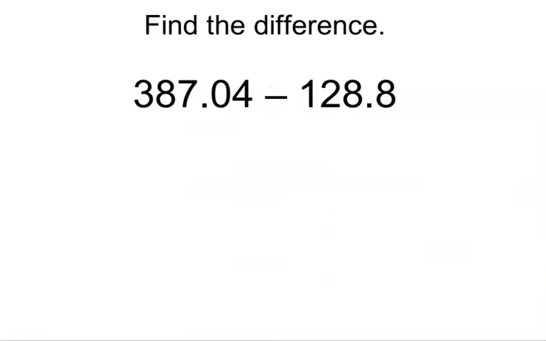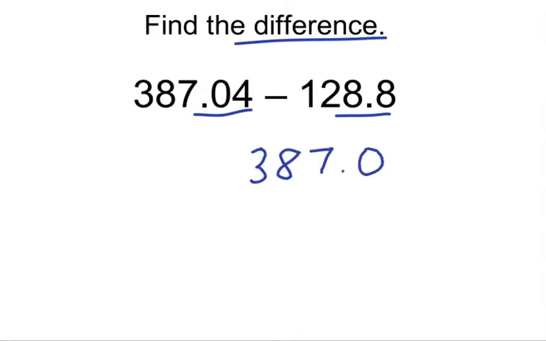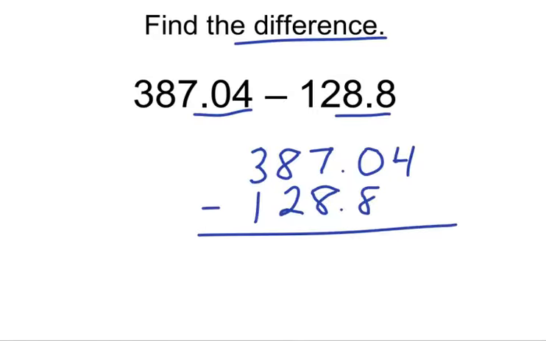Next, we are going to find the difference, which means we are subtracting, and we are subtracting numbers that have decimals. So we're going to have to line them up. 387.04 minus 128.8. All right, so 4 minus 0 is 4. With the 8, we can't take anything away from 0, so we'll have to borrow from this. 10 minus 8 is 2.